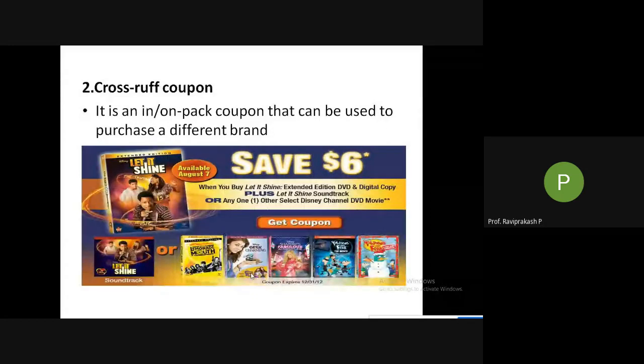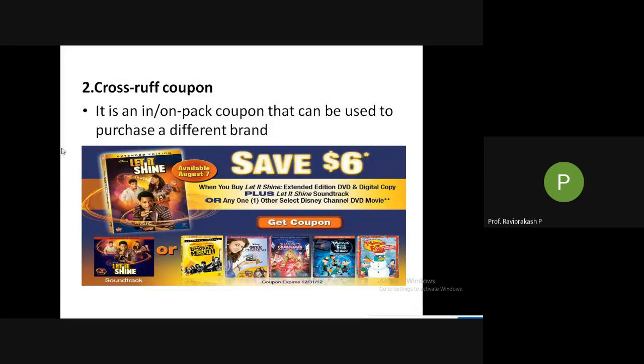Next, cross ref coupon. I was talking to you about coupons for not only repurchase of one product. You can repurchase a different product also, or you can purchase a different product the next time. So here it is an on-pack coupon that can be used to purchase a different brand or a different product. Here, in the case of CDs, earlier, now people are getting OTT and all.